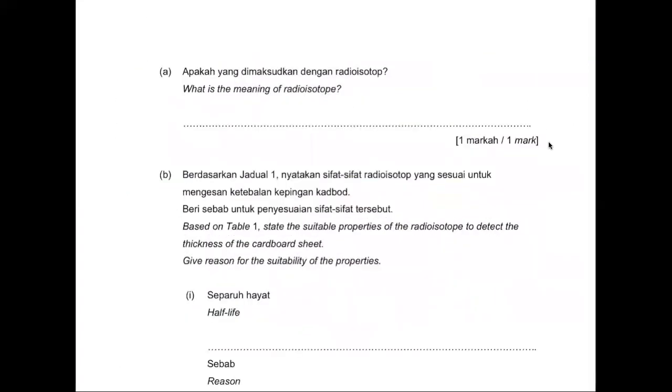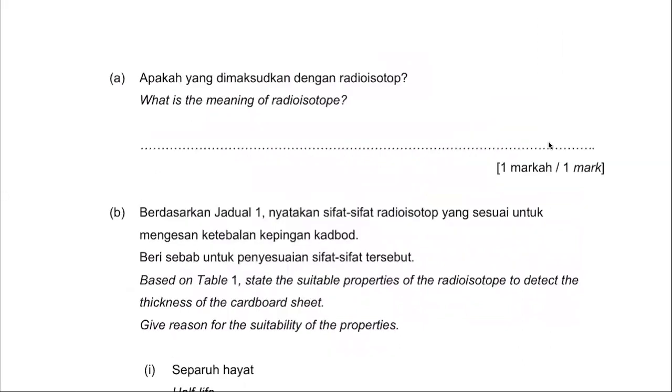Okay, so next, what is the meaning of radioisotope? Actually, radioisotope is not mentioned in your Physics Form 5 textbook, but you have learned this previously in Science Form 3. So if you think that you haven't learned this and it is not found in your Physics Form 4 or Form 5 textbook, it is because you have been taught about this in science lower form.